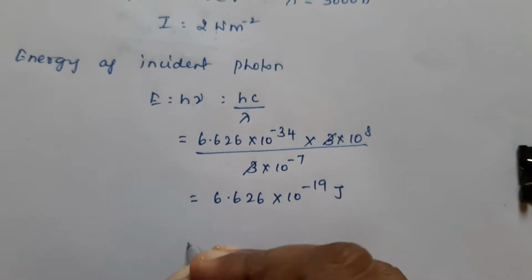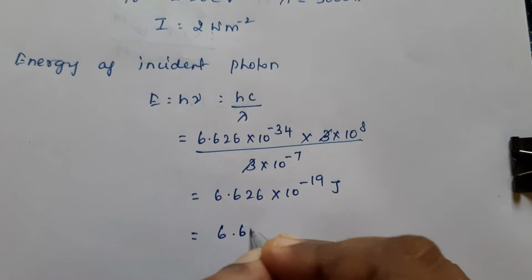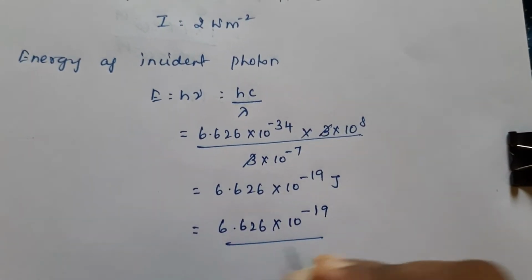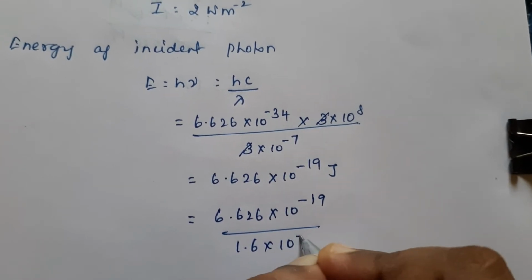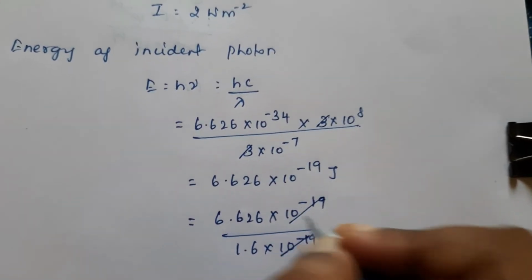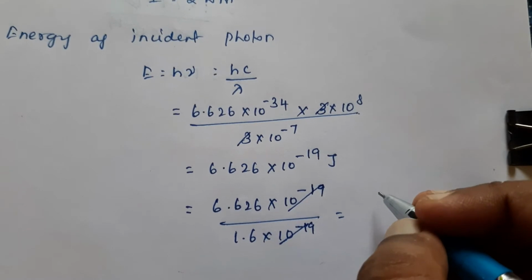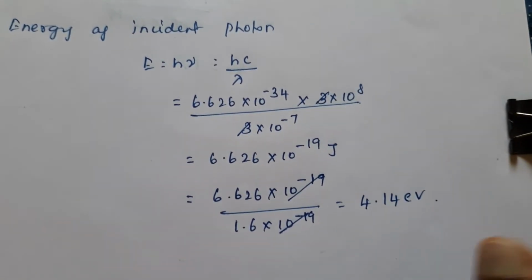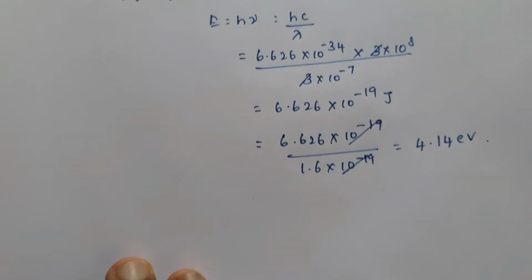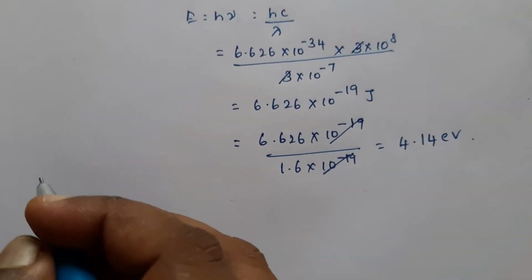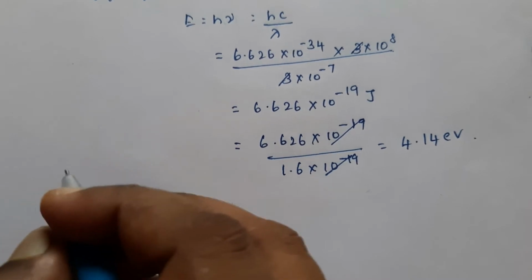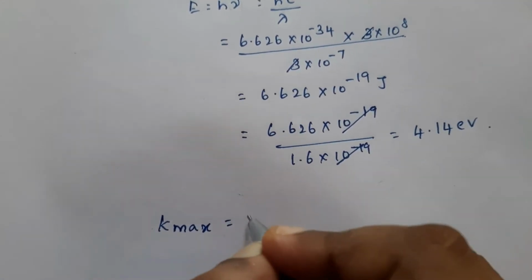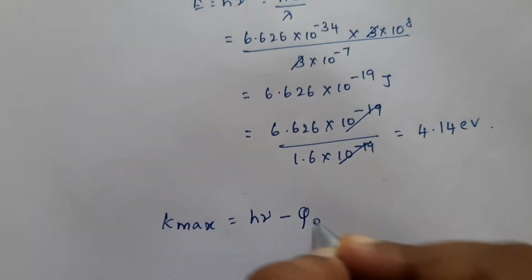Okay. Now this can be divided by 1.6 into 10 raised to minus 19 in order to convert it into electron volt. So if you divide 6.626 by 1.6, you will be getting it as 4.14 electron volt. Now from this energy we can go for calculating the maximum kinetic energy of photoelectrons. For that the formula used is K maximum is equal to h nu minus phi.